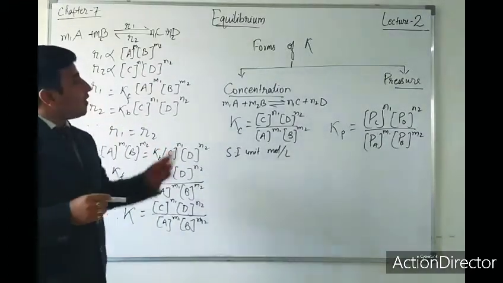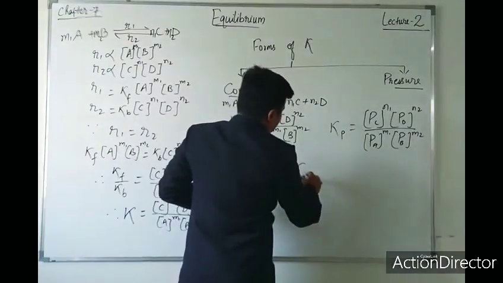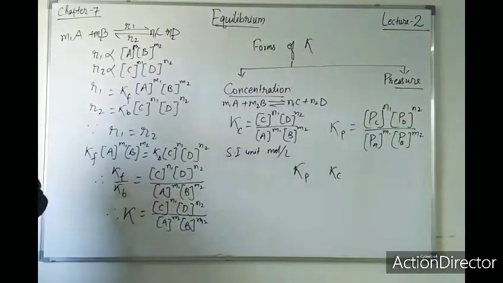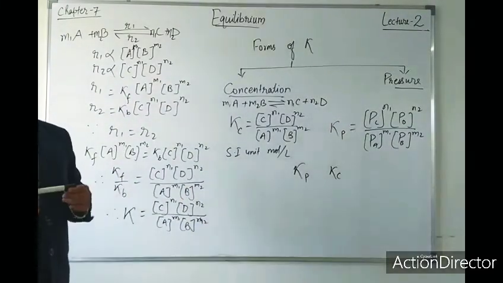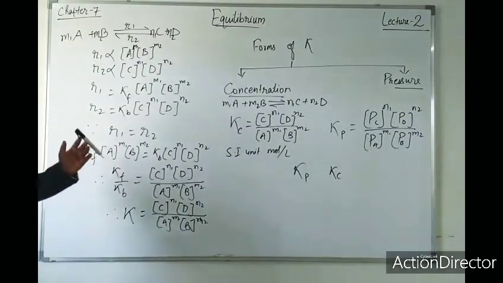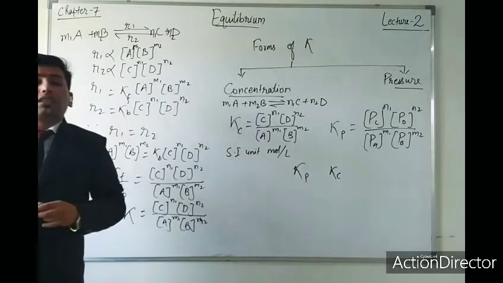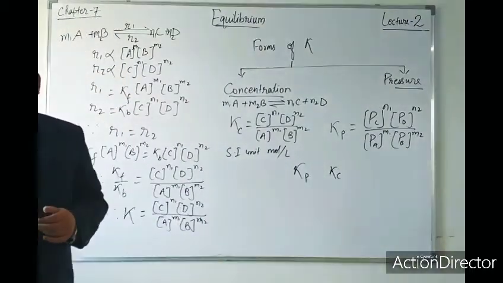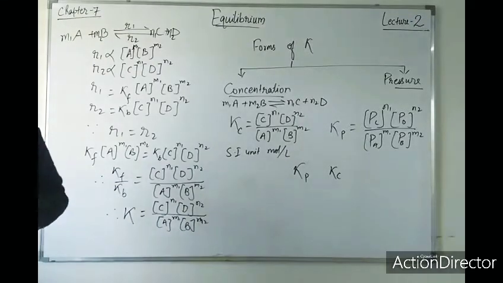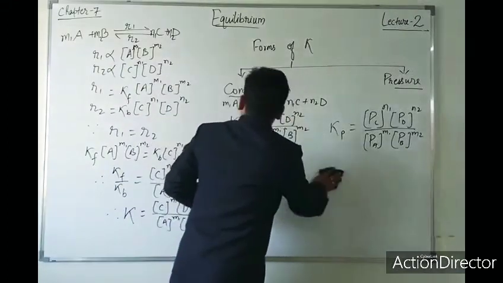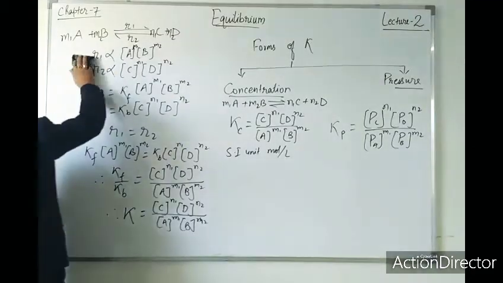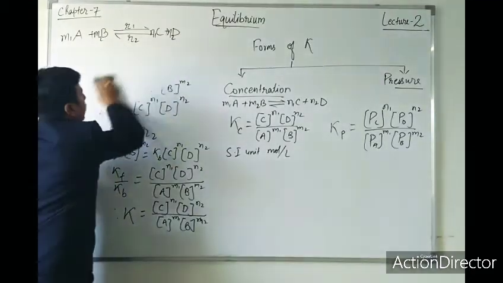Now if I ask you what is the relation between this Kp and Kc, the relation between constant pressure and constant concentration, can you tell me? If you consider a reaction, then you will get the relationship between the constant pressure and constant concentration. So just consider a reversible homogeneous chemical equilibrium. You can just understand this as the homogeneous equilibrium constant.